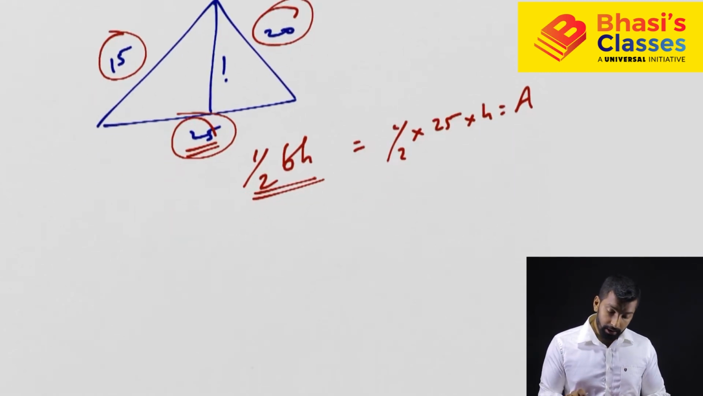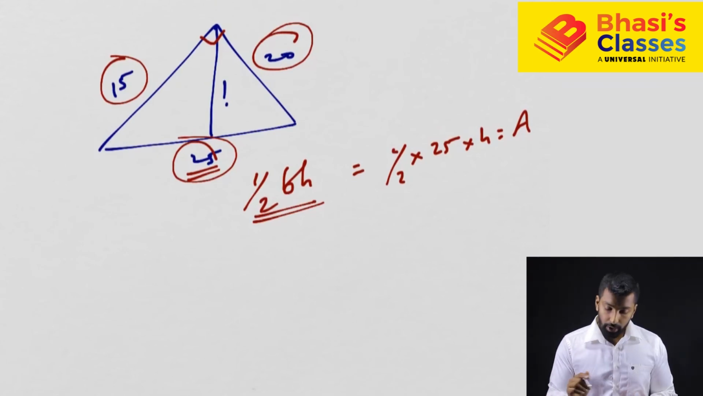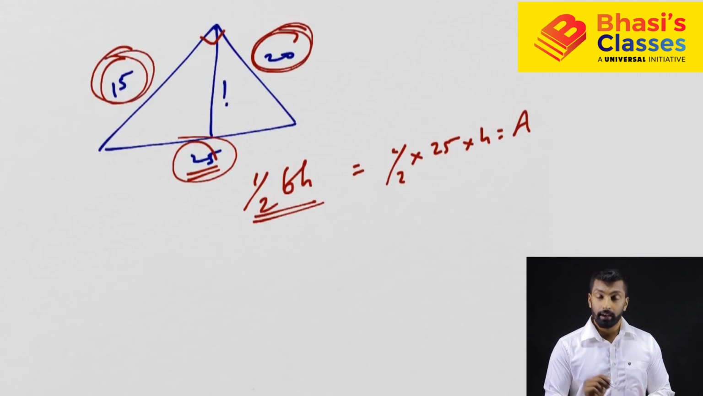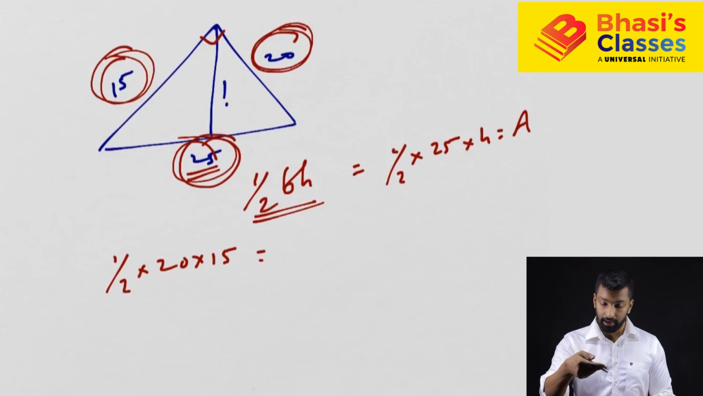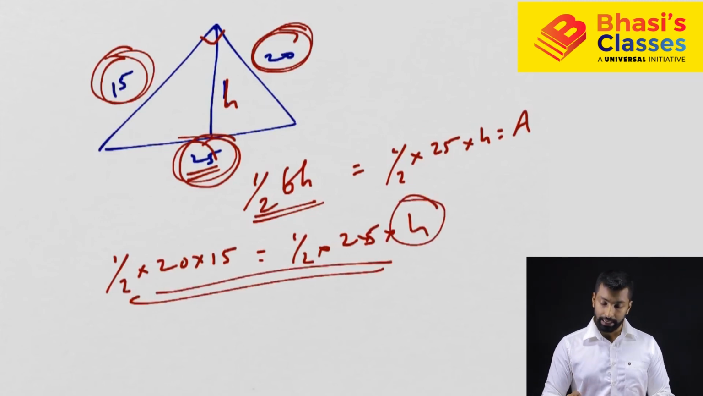So here the alternate method will be like this. This is the right angle triangle, right? So how can you equate? You can consider this 20 as the base and this 15 as the height. Then half into 20 into 15 is equal to, you can equate like this, 25 as the base and the height as this, so half into 25 into h. Then there is only one unknown. You equate this, you'll get the answer faster. You'll get it as 12.